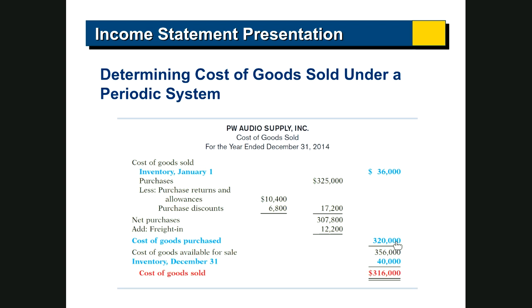So the cost of goods purchase shows all the costs associated with the purchases, right? Minus that equals the cost of goods available for sale when I add that with the beginning inventory, right? And then subtract the ending inventory and I get cost of goods sold. Clear? Okay, good question. Any other questions?